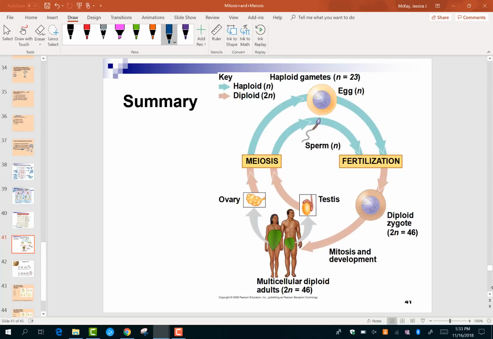So where does this all come into play, right? So your meiosis is happening in your germline cells.